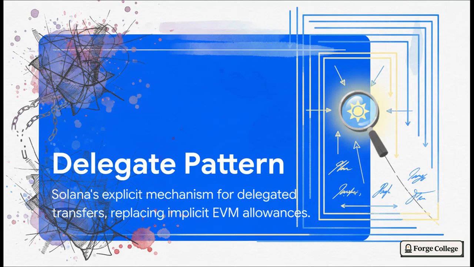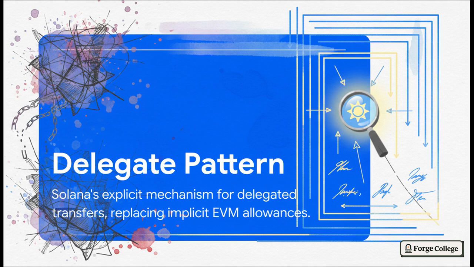Step 3 is transfer semantics, specifically looking at the delegate pattern. Let's be honest, EVM allowance mappings can be a bit chaotic. You approve a marketplace to spend an infinite amount of your tokens, and that permission just sits there silently in the contract storage forever. Solana does not play that game.